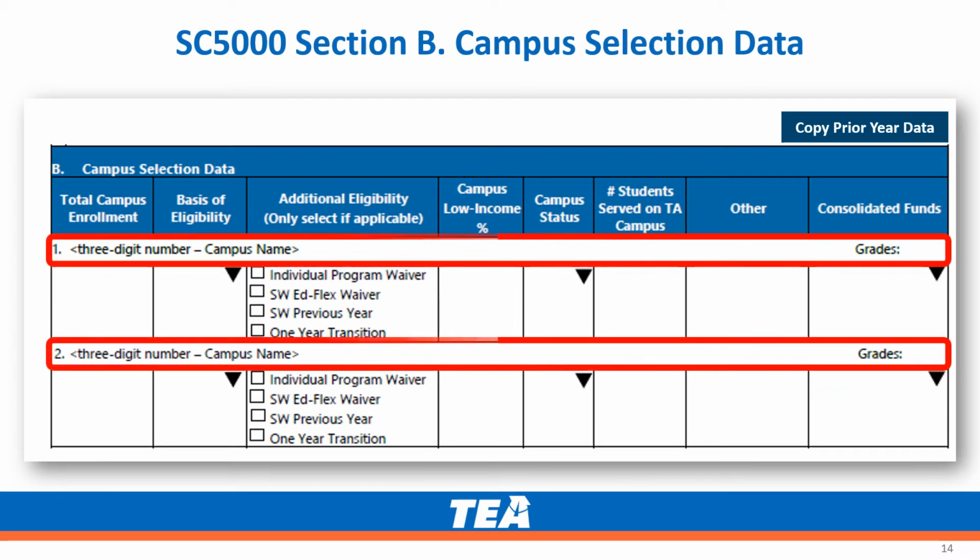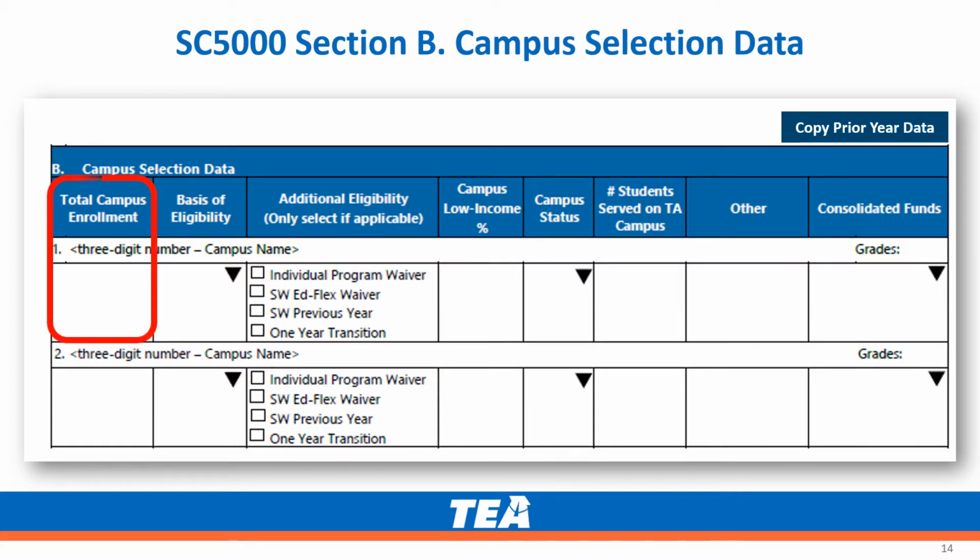The 3-digit campus number, name, and grade span of the LEA's campuses are pre-populated from information in AskTED, which is updated in late May. Districts and ISDs are responsible for maintaining accurate campus information in AskTED. Charter schools may contact the Charter School Administration Division to make any changes to AskTED. In the Total Campus Enrollment column, type the total campus enrollment. This is the actual enrollment on the campus and not the residing numbers.